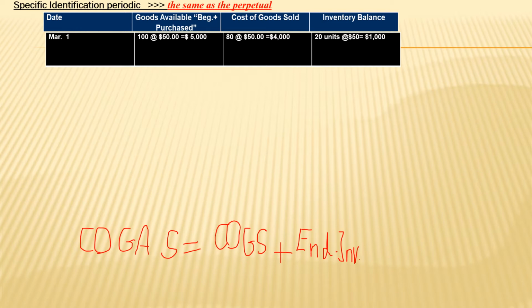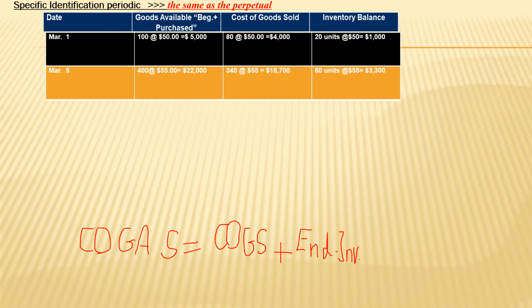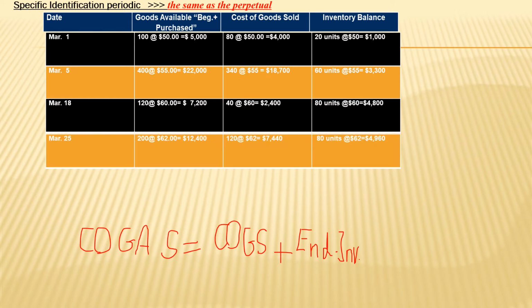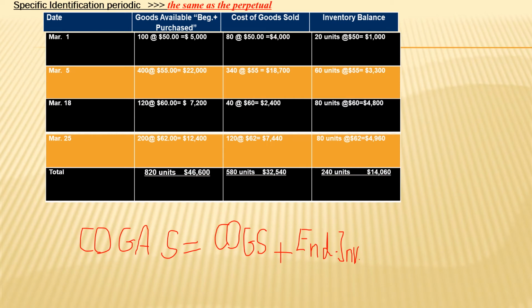Let's see here, according to the information given to us for the specific identification, it's said that for the ending inventory we have 20 units remaining from March 1st, and 6 units remaining from March 5th, and 8 units remaining from March 18th, and 8 units remaining from March 25th, as you can see here. So we arrive to 240 units remaining with the cost of 14,060. So we add all the numbers at the last column here.